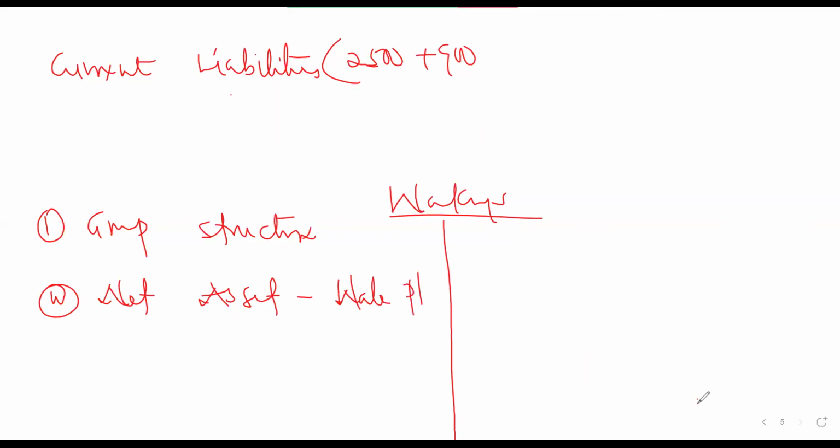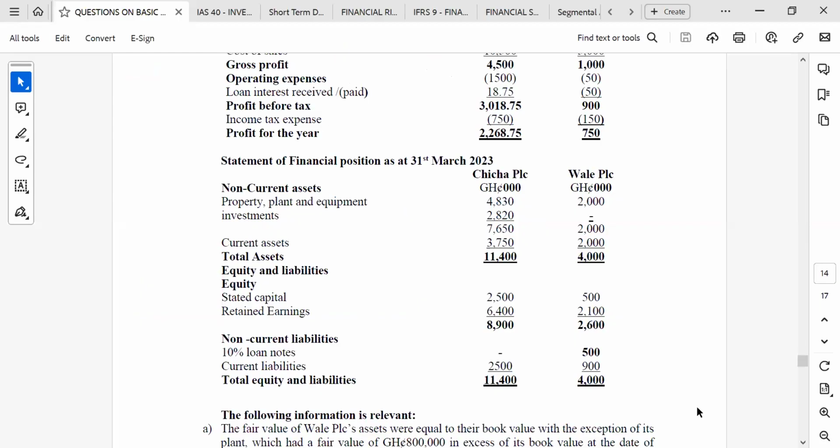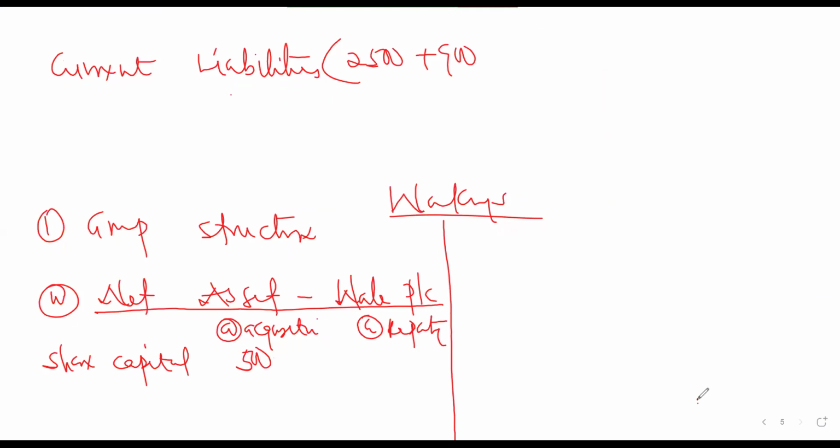So the subsidiary is this. You can underline this. You have at acquisition, then you have at reporting. This one you don't have to do anything to get this figure. You bring the share capital of the subsidiary. What is the share capital of the subsidiary? 500. So that would be 500 for acquisition and reporting.